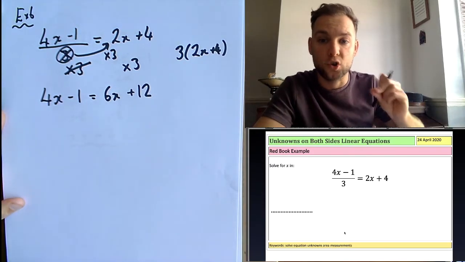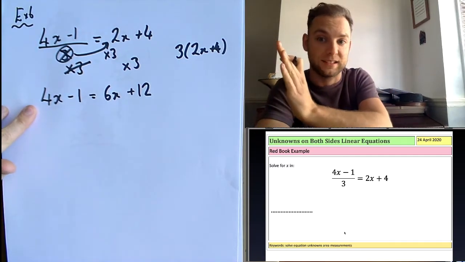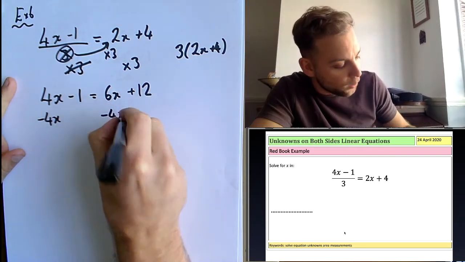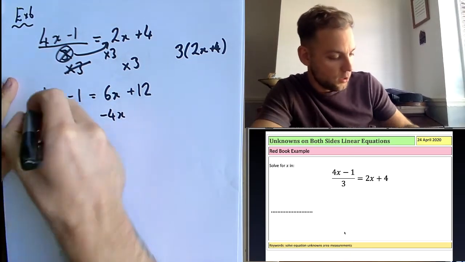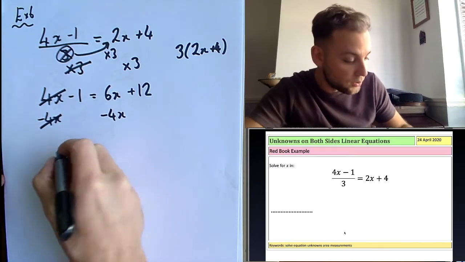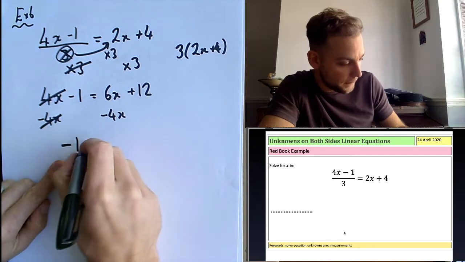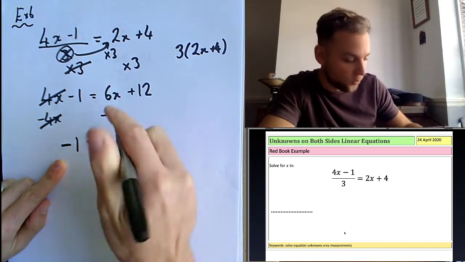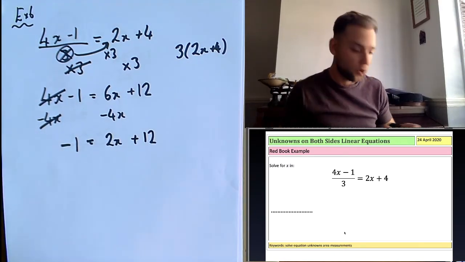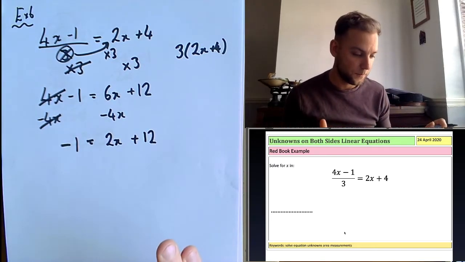So now I look for the smallest unknown. In this case, it's the 4x over here, so it's on this side this time. So minus 4x minus 4x. So 4x minus 4x is going to be nothing, so I'm just left with the negative 1 again. Remember, it's negative 1, don't forget that. 6x take away 4x is 2x plus the 12. Don't be scared of the fact that the x's are on this side. It's still exactly the same techniques.